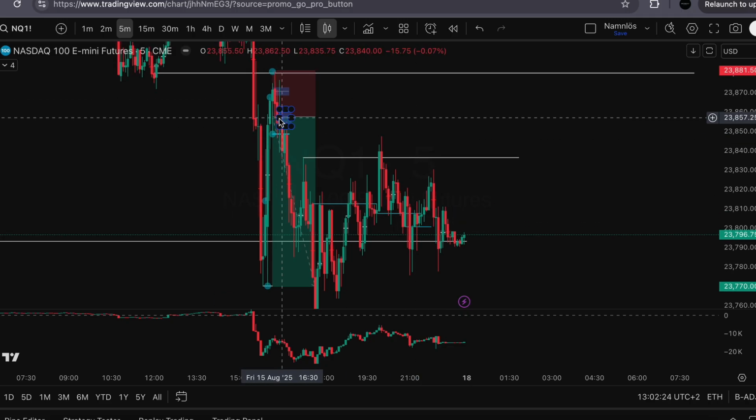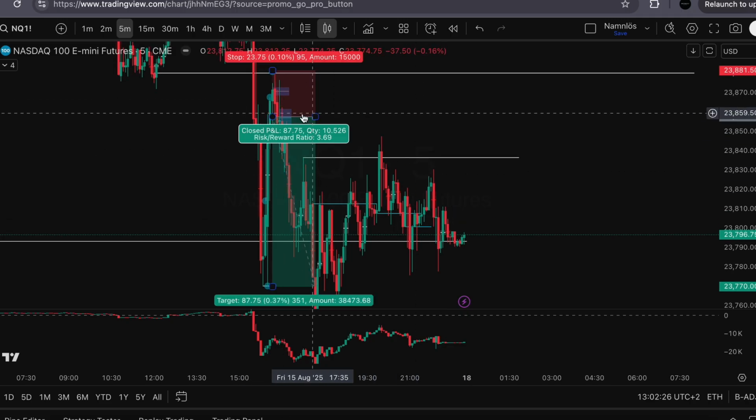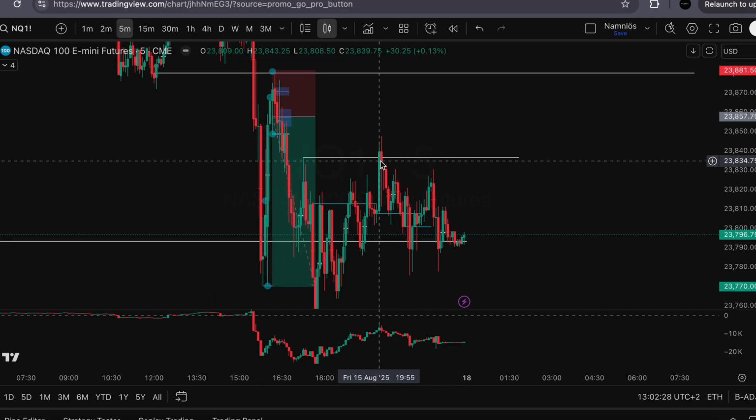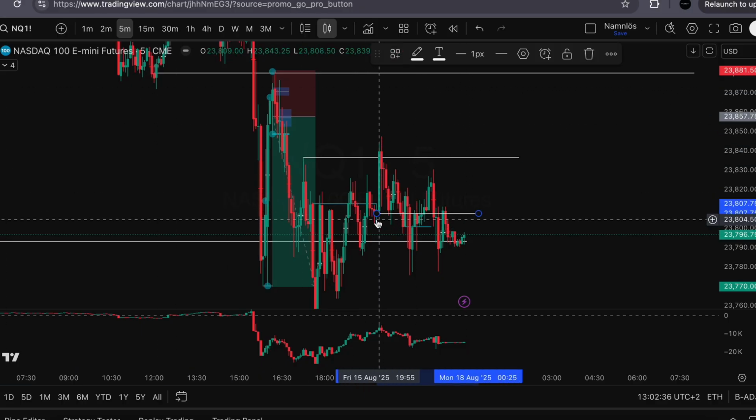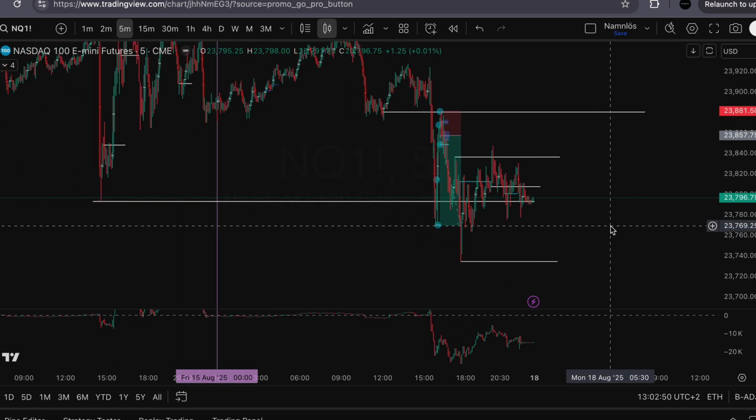So this was the trade that I took and the reasons why I took it. This is also a trade that I would take, but it was not in my preferred time window, and that's why I didn't take it. And this is what I had to say about this session.